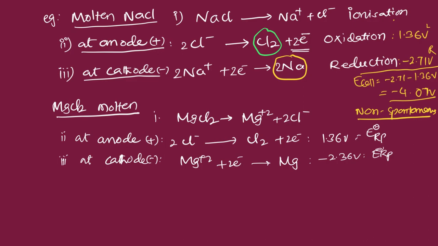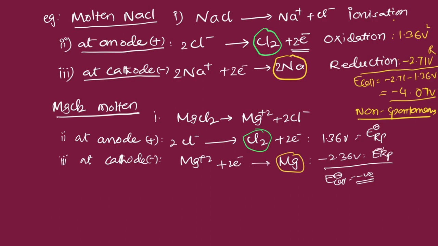You can write here, you will always get which charge? E naught cell, that is negative. Negative means non-spontaneous. Now the question is, what is the product at anode? Cl2. What is the product at cathode? Mg.